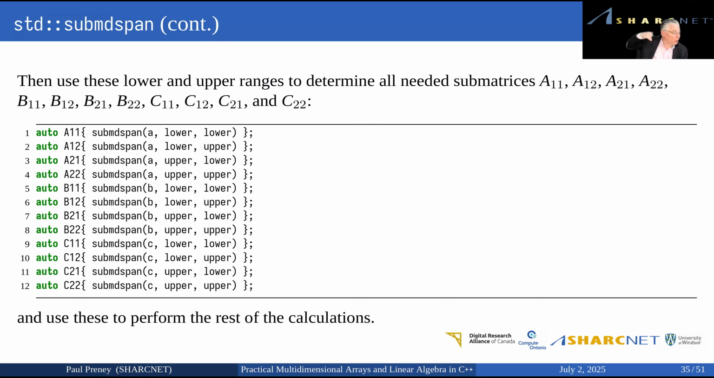Then I get all those sub-matrices like this. A11 is submdspan of A, lower, lower. A12 is A, lower, upper. A21 is A, upper, lower. A22 is A, upper, upper. Go through the list.